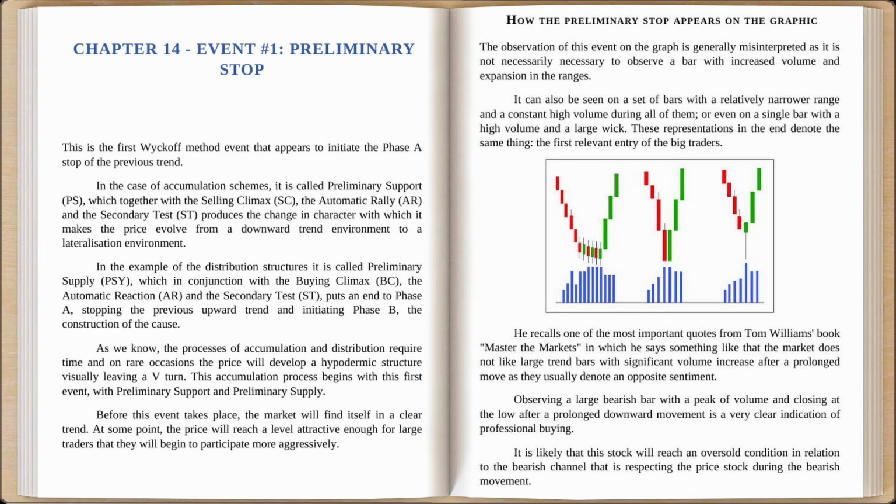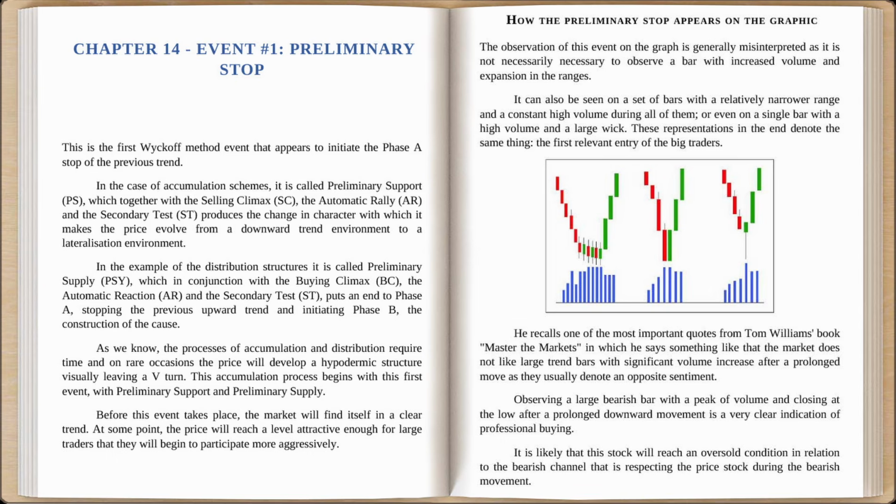As we know, the processes of accumulation and distribution require time, and on rare occasions the price will develop a hypodermic structure, visually leaving a V-turn. This accumulation process begins with this first event, with preliminary support and preliminary supply. Before this event takes place, the market will find itself in a clear trend. At some point, the price will reach a level attractive enough for large traders that they will begin to participate more aggressively. How the preliminary stop appears on the graphic.